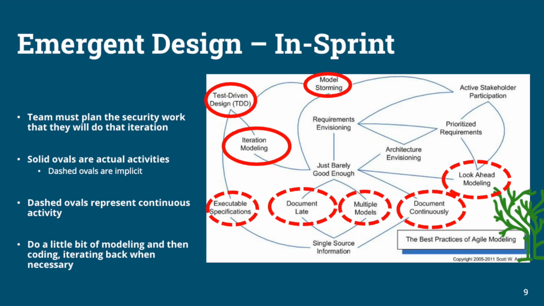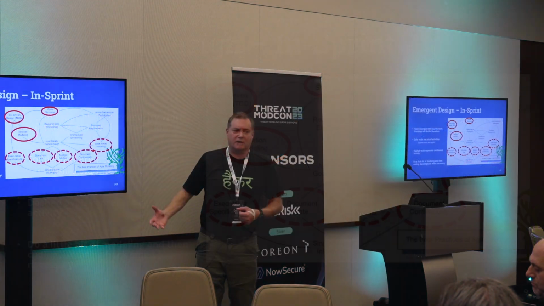Let's say that we want to put SFTP endpoints in instead of FTP endpoints. Okay, let's spike it. And that's a kind of model storming idea right there. Then what we do is, these things right down here, like this document continues a bit, the look-ahead modeling and the multiple models right here is all about the what-if analysis.